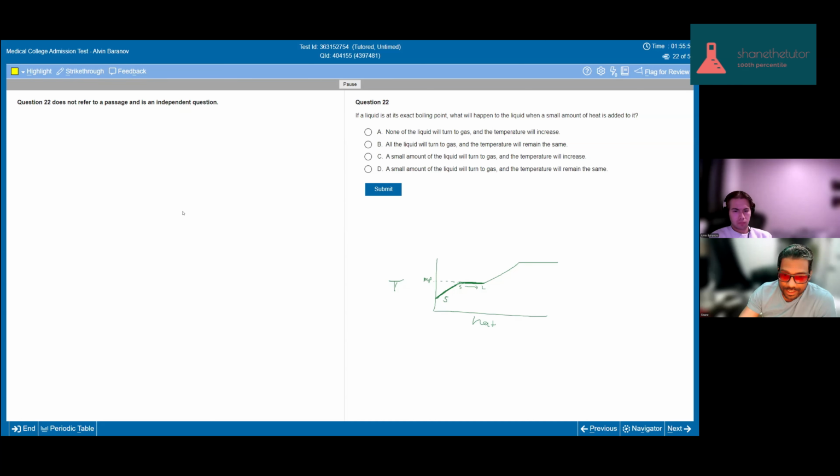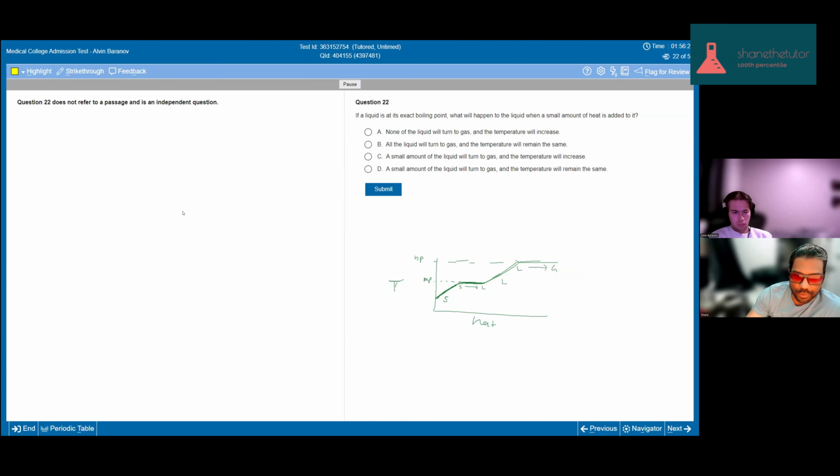And then as you add heat to the liquid, the temperature increases until you get to your boiling point. At which point it will start to plateau again, because now the heat that you're adding, instead of raising the temperature, goes towards breaking the intermolecular bonds that cause it to be a liquid and ends up as a gas.